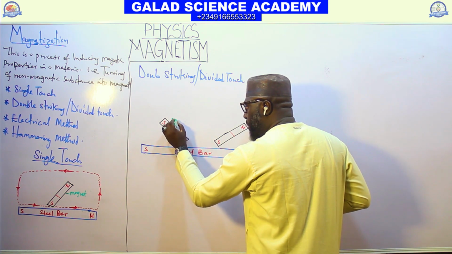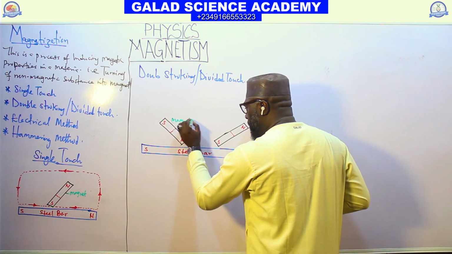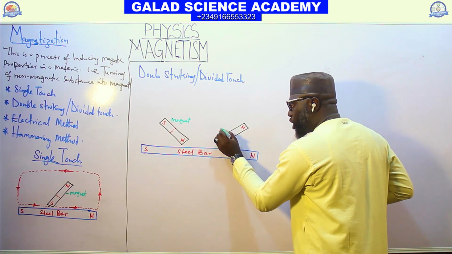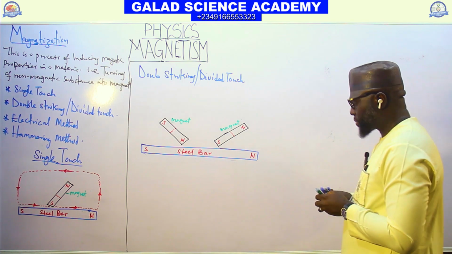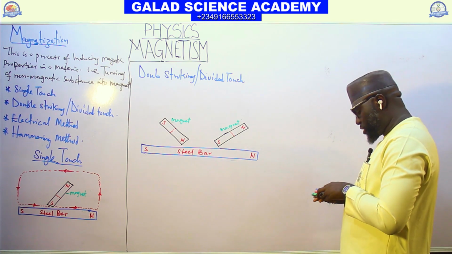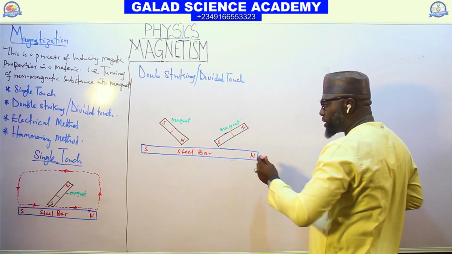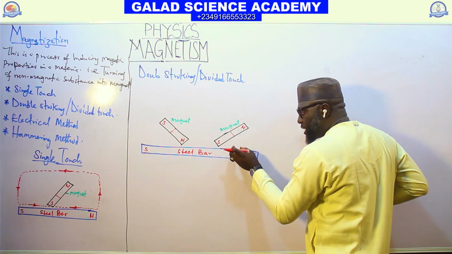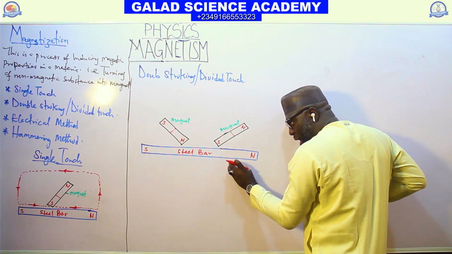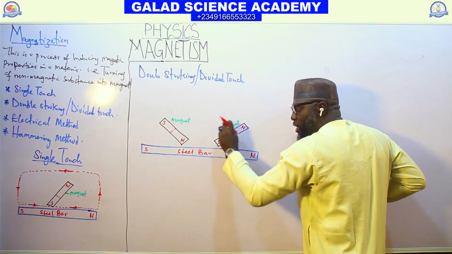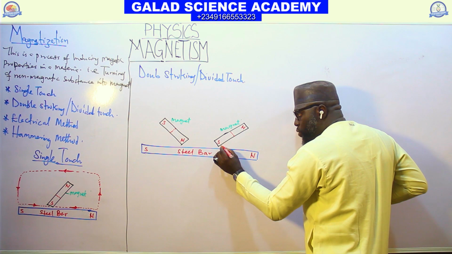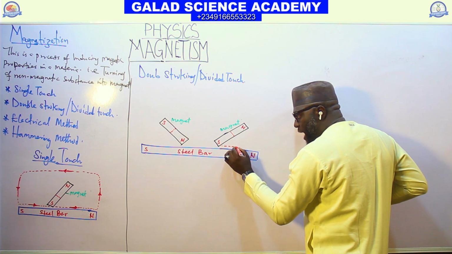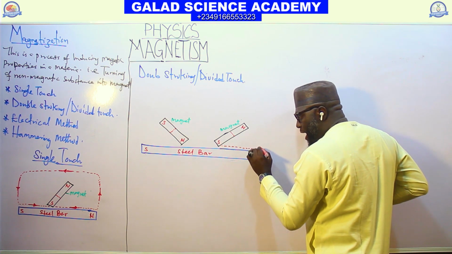This one is a magnet, and this is also a magnet. So by stroking this magnet on this bar, you want to make this bar a magnet, you stroke it. By stroking this, we will have this direction.